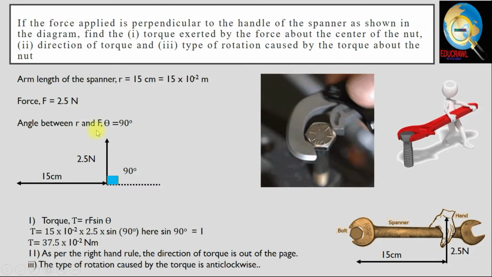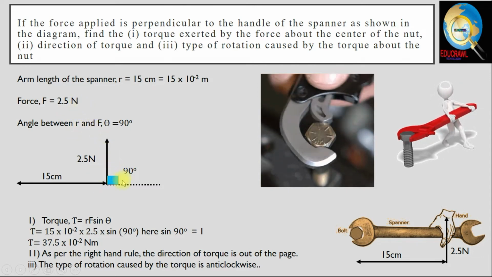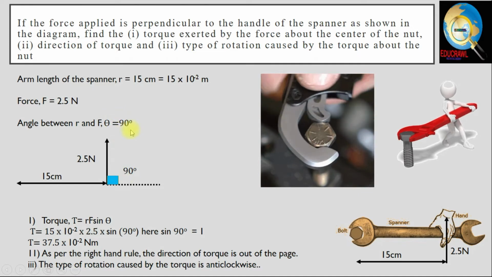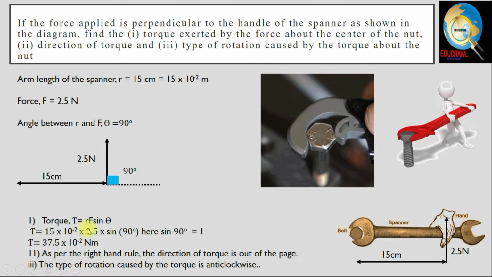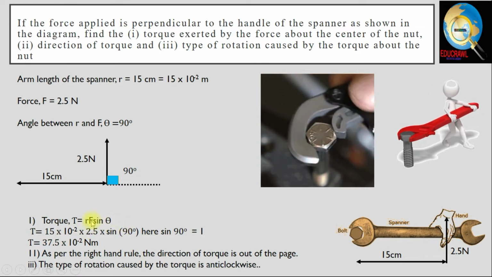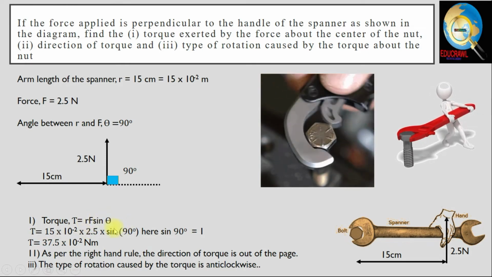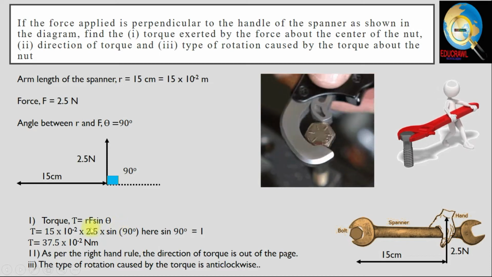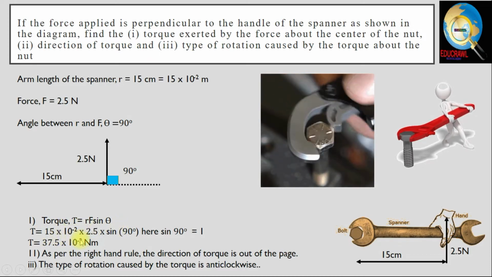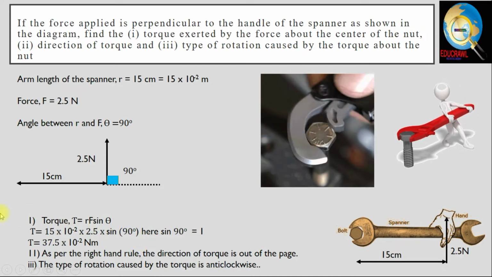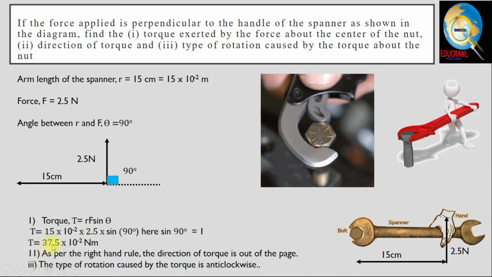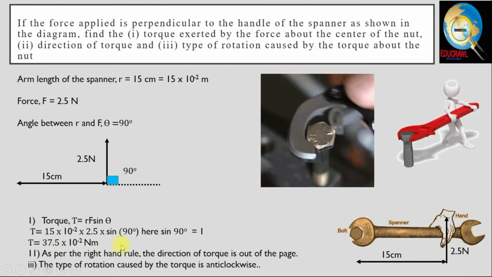The angle between r and F, when you see the diagram itself, you can know that the angle between them is 90 degrees. We know the formula of torque as tau = rF sin theta. Substituting the r value, F value, and sin theta value, we get 15 × 10^-2 × 2.5 × sin 90, which is equal to 1. Hence, the tau value is 37.5 × 10^-2 Newton meter.